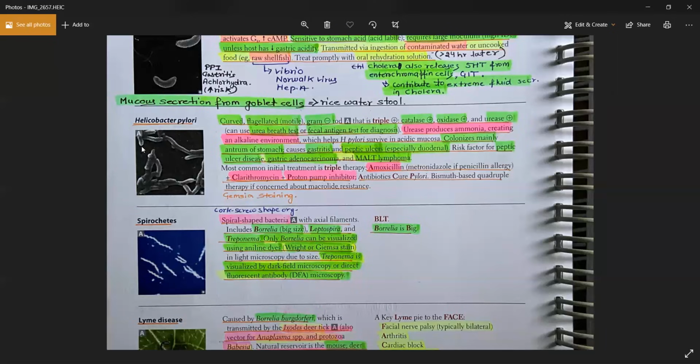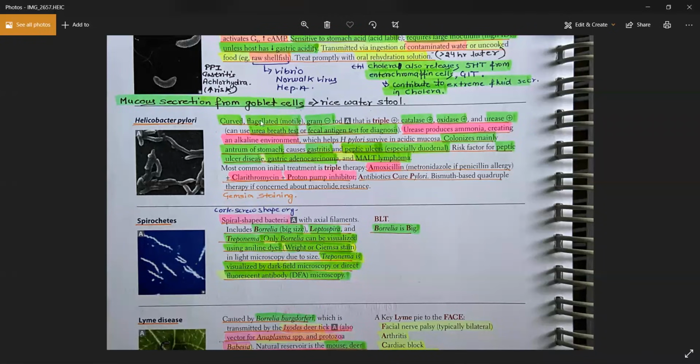Then comes the Helicobacter pylori. How will you identify the organism? They are just like any other curved rod. They are very curved, and they have flagella. They are gram negative, oxidase positive, and I told you already they are urease positive. They are also catalase positive. Remember the mnemonic? The cat needs places to bite here. Catalase positive, oxidase positive, and urease positive. They are triple positive, you can say.